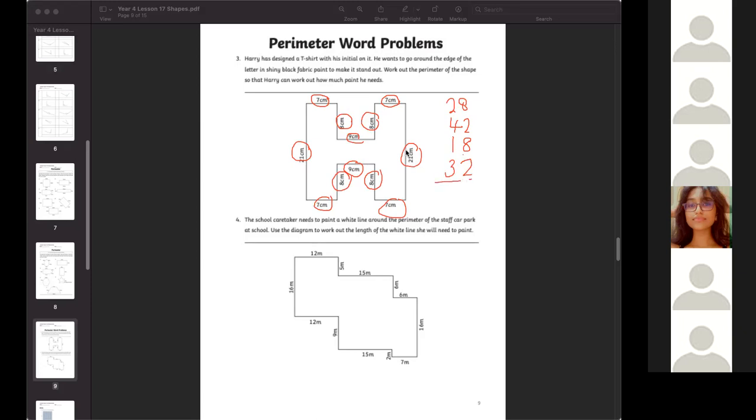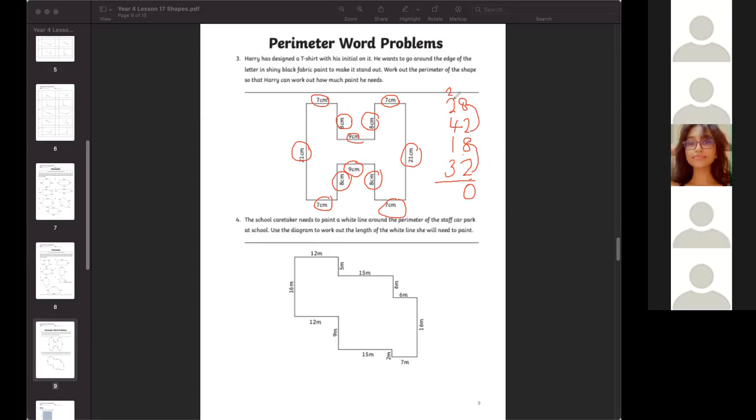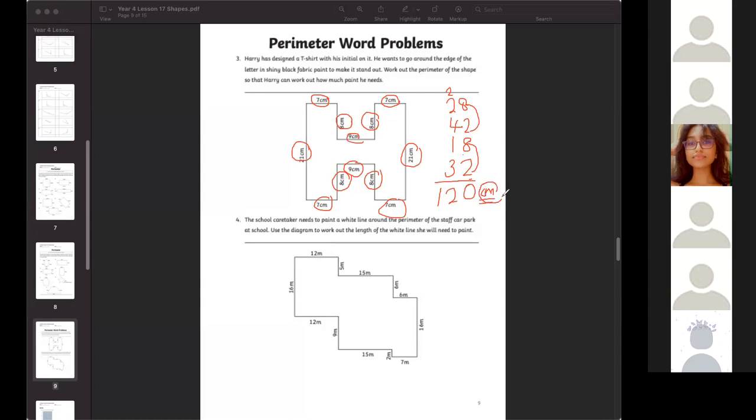Okay, now I've got all my total sides. I will do this kind of addition, a grouping addition. 8 and 2 is 10. 8 and 2 is 10. So 20 over here. Can you see that? Quick addition. 4, 5, 6, 7, 8, 9, 10, 11, 12. So this should be your answer. 120 centimeters. Don't forget that unit, please.